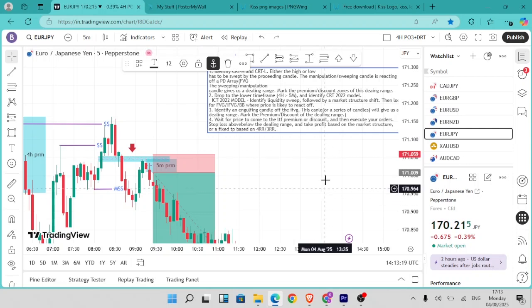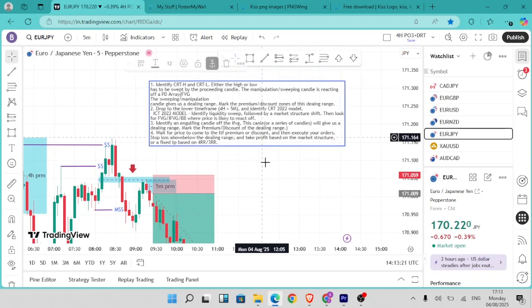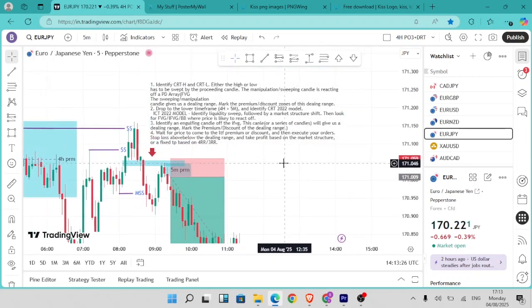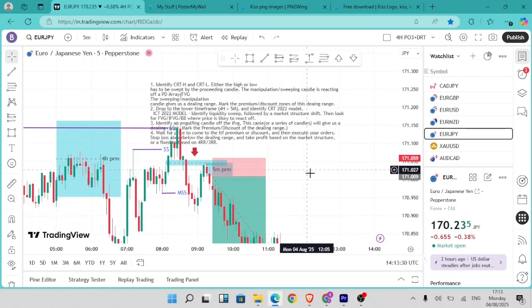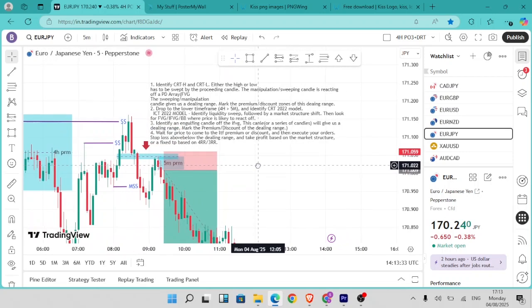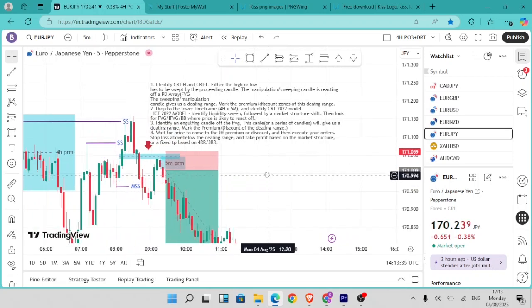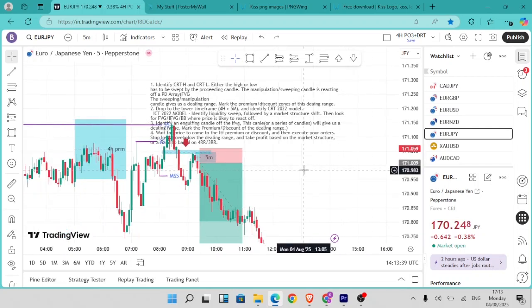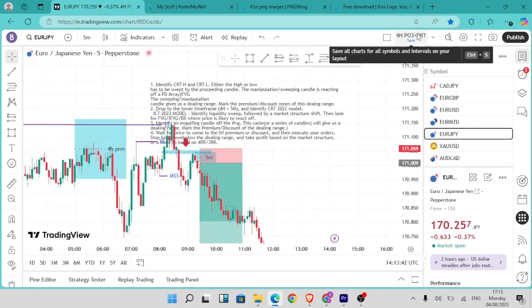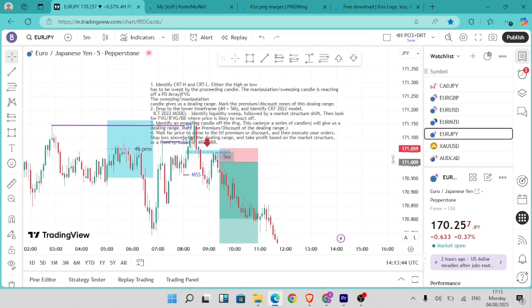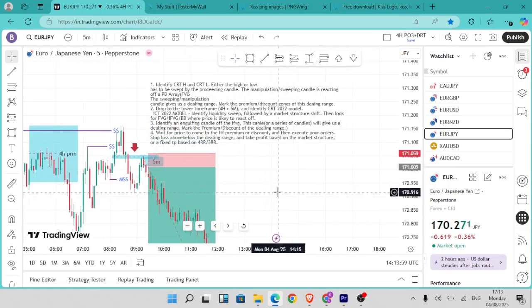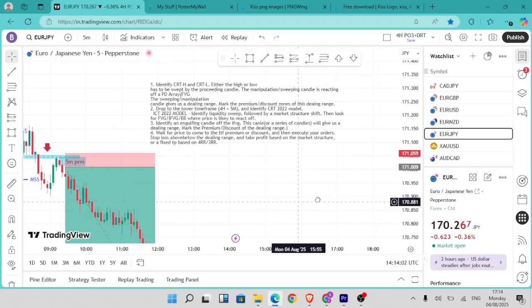And that, guys, is how you take those entries. This model is the 4-hour PO3 or power of 3. Others choose to look at it as CRT, and the lower time frame dealing range or dealing range theory. You can see I've named it 4-hour PO3 plus DRT, and this is meant to give you a high risk to reward ratio and tighter stop losses and sniper entries.